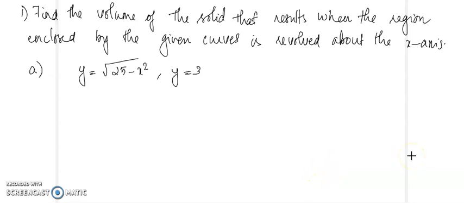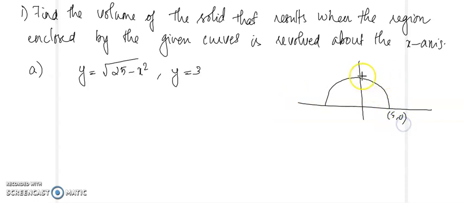So you are given the region which is bounded by the curves y equal to root of 25 minus x square and y equal to 3. So let us look at the graph of the curve. So y equal to root of 25 minus x square, that is a semicircle with radius 5, and so this will be the points. So here we will have the points 5 0, and this is the point 0 5.